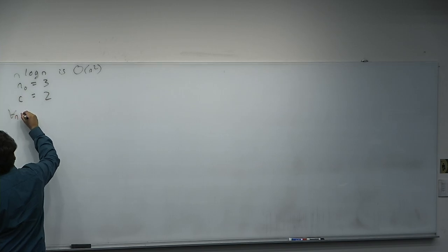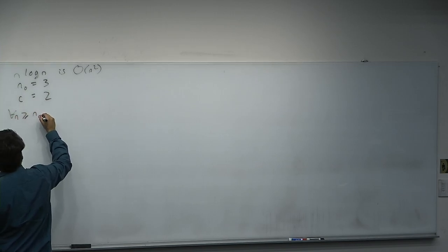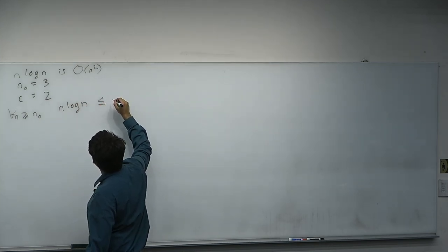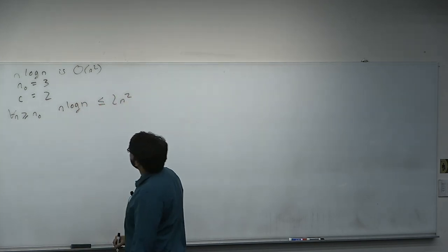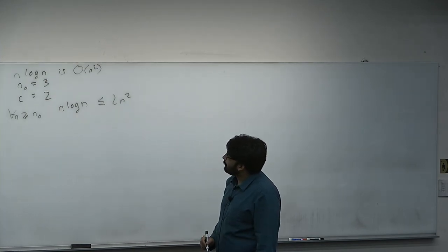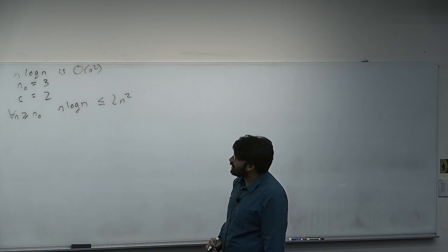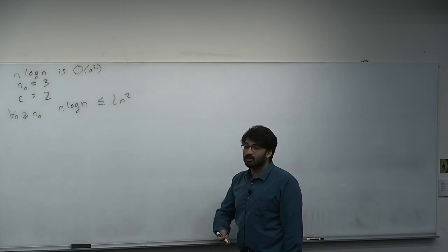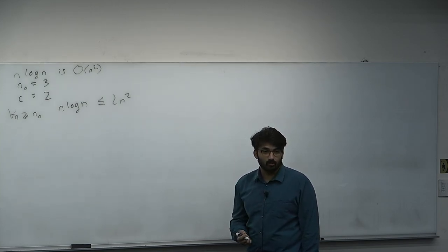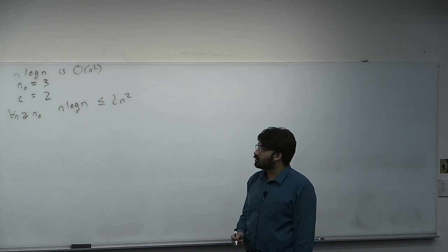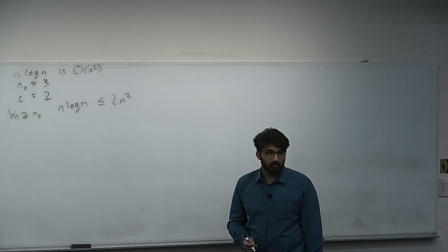For all n greater than n naught, we have n log n is less than or equal to 2n squared, right? Well, what happens if we divide both sides by n? If n is greater than n naught, n is greater than or equal to 3. The reason I chose n equals 3 is because I know some weird things happen around log equals 1. So I just chose a value slightly bigger than that because we care about the limits of things. It doesn't really matter. I could have, in fact, chosen n naught to be 100 or something, and I would have been fine.